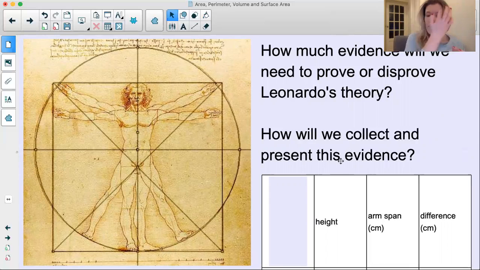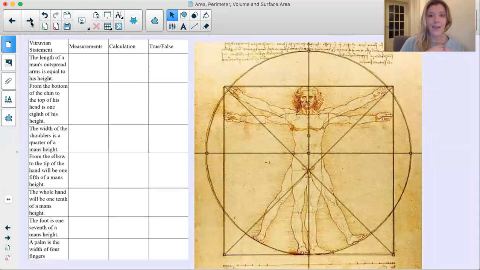So the first thing you guys will need to do is measure your height, your arm span, and then find the difference between the height and the arm span of yourselves. So you might need to get someone to measure you. We would like all the units of measurement to be in centimetres for when you input your data into your Google form. Okay.